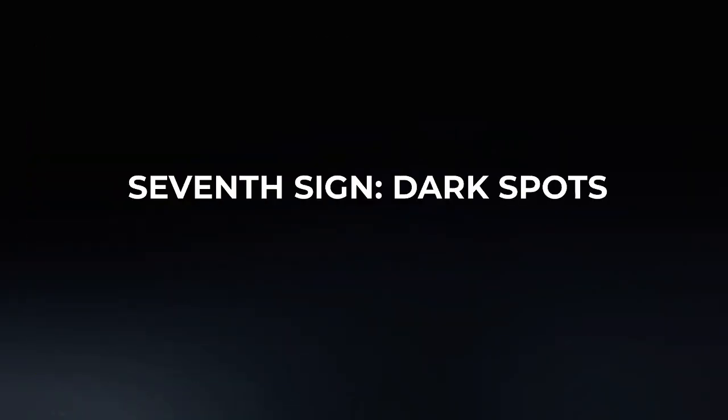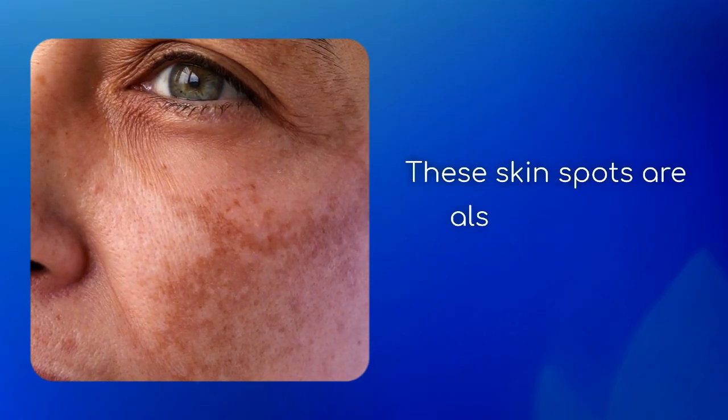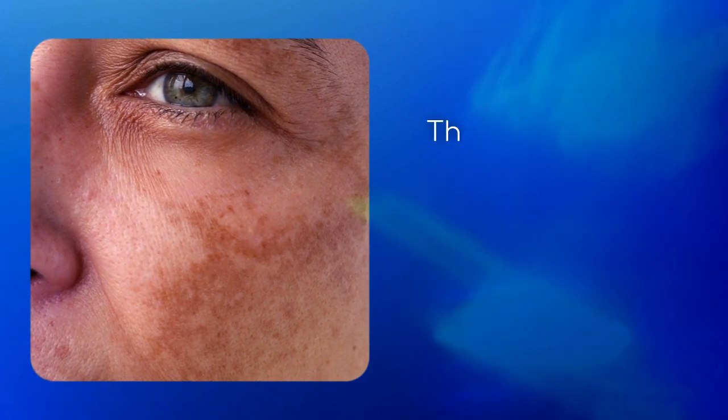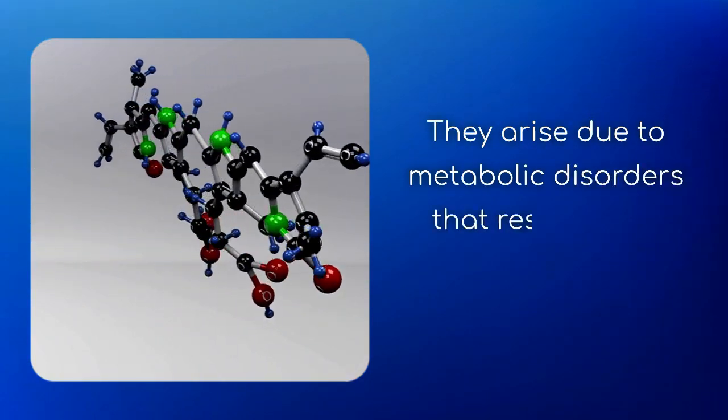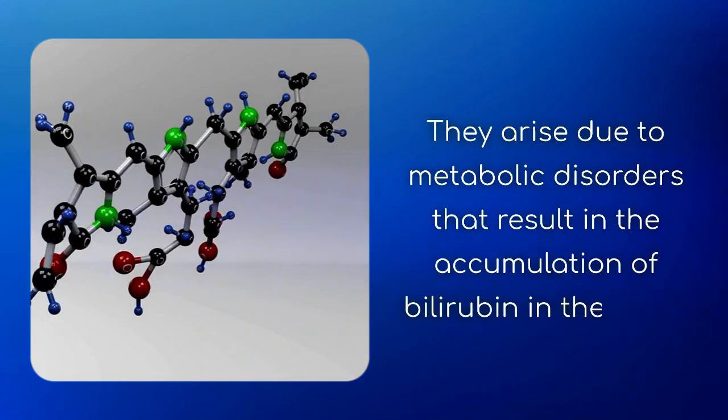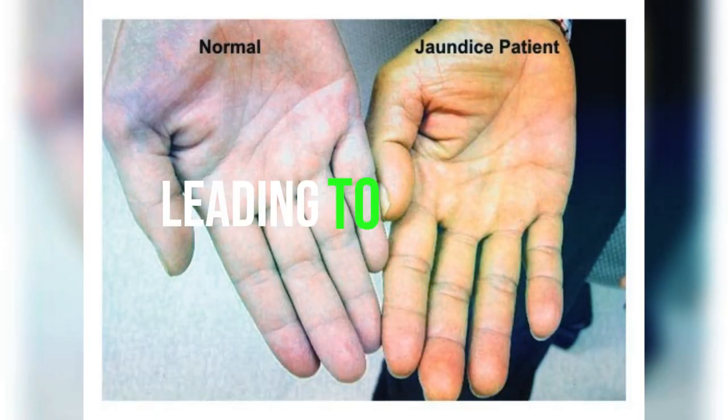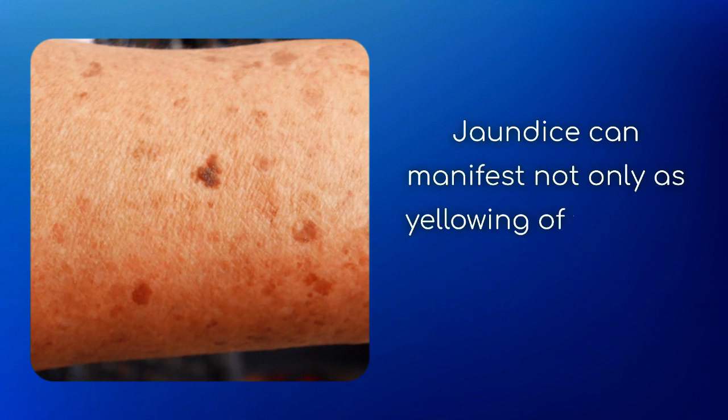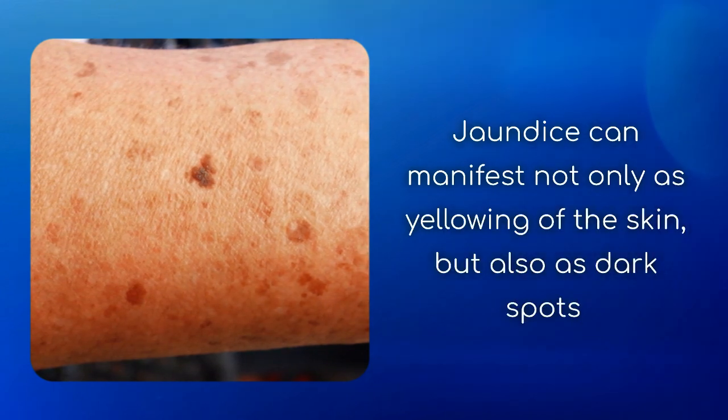Seventh sign, dark spots on the skin. These skin spots are also known as hyperpigmentation. They arise due to metabolic disorders that result in the accumulation of bilirubin in the body, leading to jaundice, as previously mentioned. Jaundice can manifest not only as yellowing of the skin, but also as dark spots.